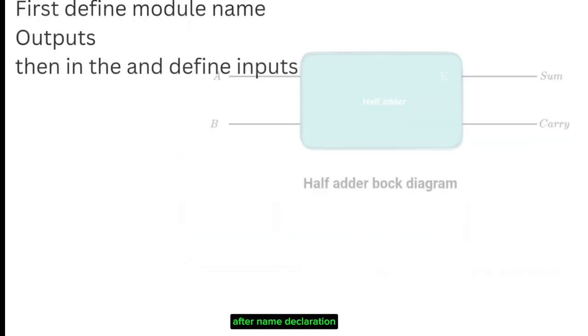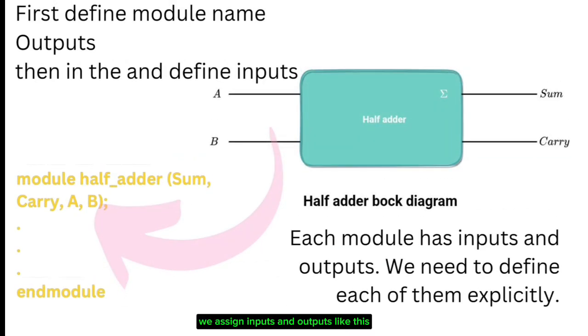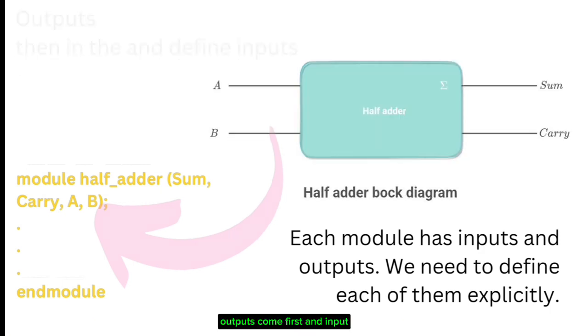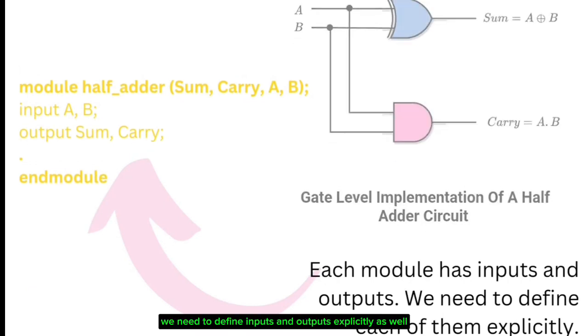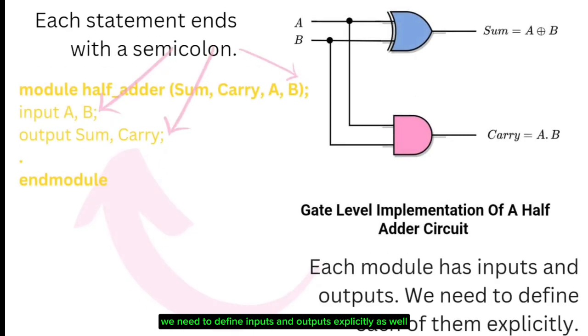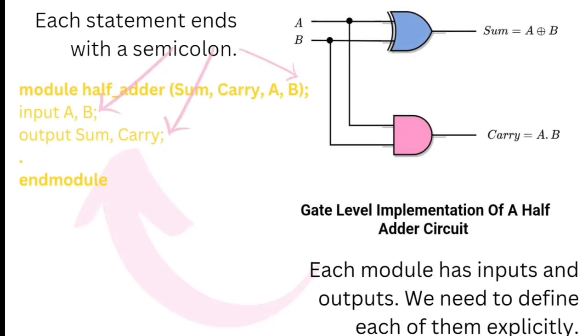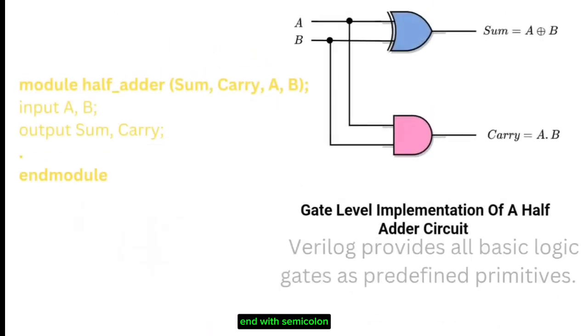After the name declaration, we assign inputs and outputs like this. Outputs come first, then inputs. After the declaration, we need to define inputs and outputs explicitly as well. There are several statements and all of them end with a semicolon.